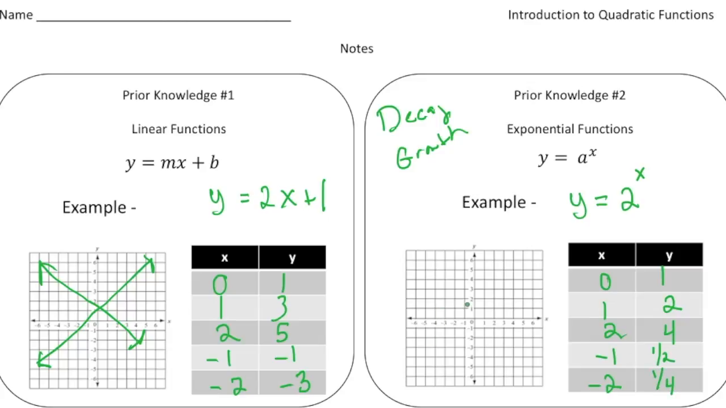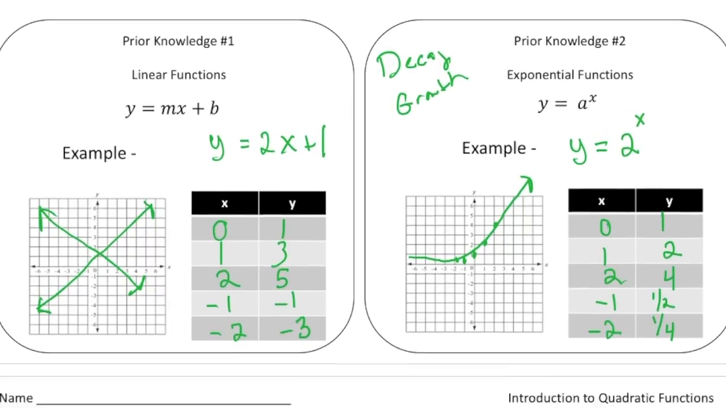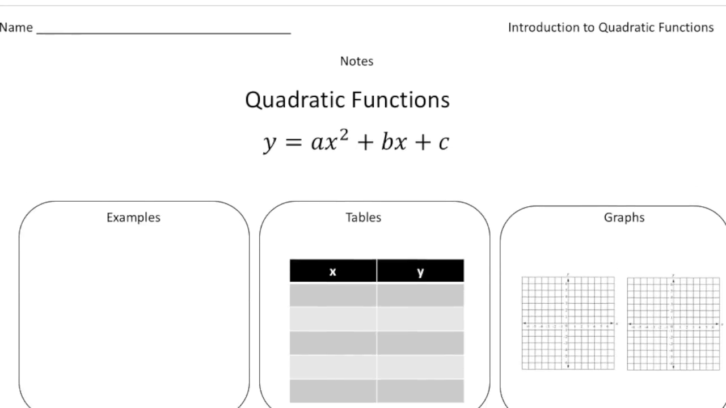So if we're going to graph these points, we'd have 0 and 1, 1 and 2, and 2 and 4, and then negative 1 and a half, and then negative 2 and a fourth, and so on. So the rest of the graph will look kind of like this. Alright? So today you're going to learn about a third type of function, which is called the quadratic function. So if you turn the page, let's take a look at this.